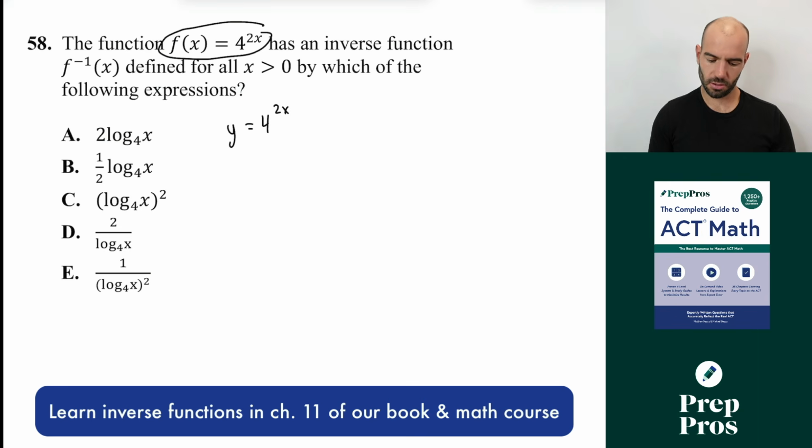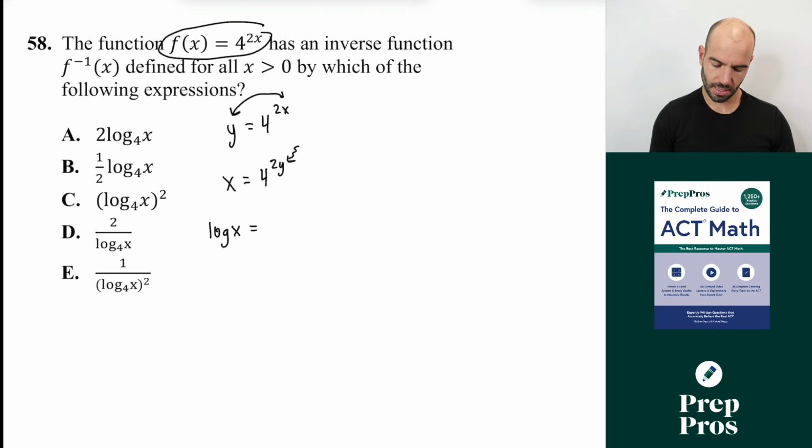And the trick for inverse functions is to find the inverse, we're going to switch the x and the y. So I can write this as x equals 4 to the 2y. Then we have to solve for the y here. The challenge here is that the y is up in the exponent, so how do we get at that exponent? Well, what we can do here is use some logarithm rules. We can take the log of both sides. So the log of x on the left side is equal to the log of 4 to the 2y.